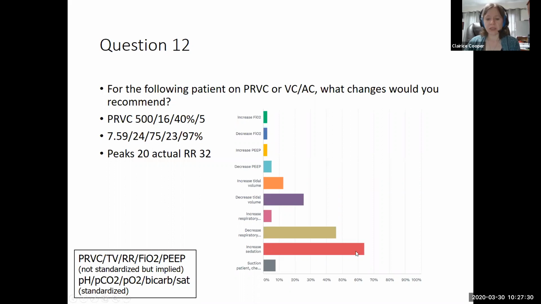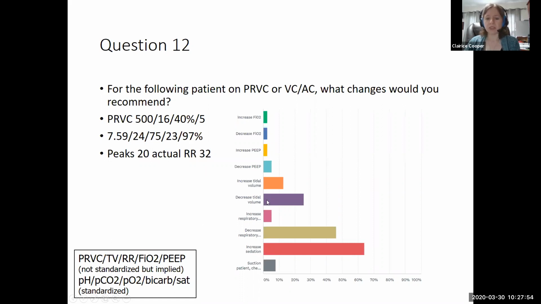Most of the students did get the correct answer, which is to increase sedation. Again, I haven't told you everything about the patient, but we can make some assumptions. And increasing sedation is one of the best first ways to improve the patient's ventilatory status by decreasing the respiratory drive.